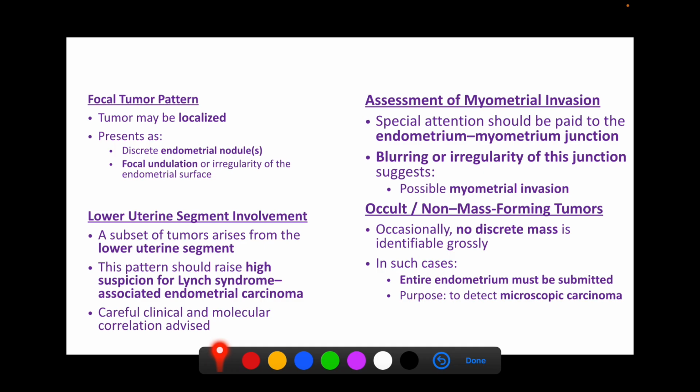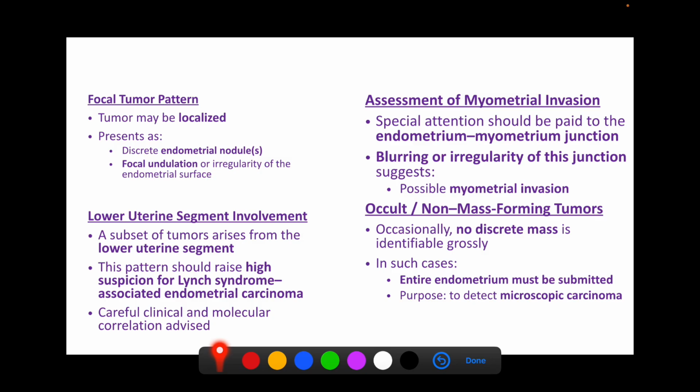Now, whenever we want to see myometrial invasion, we have to look for irregularity at the junction or blurring of the endomyometrial junction. At that time we have to suspect myometrial invasion.